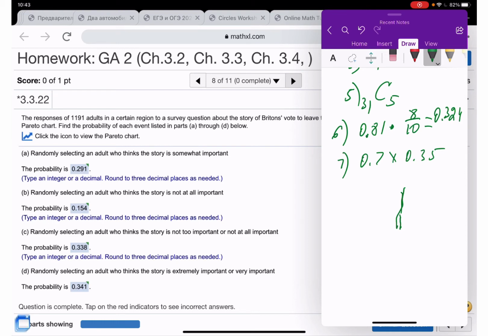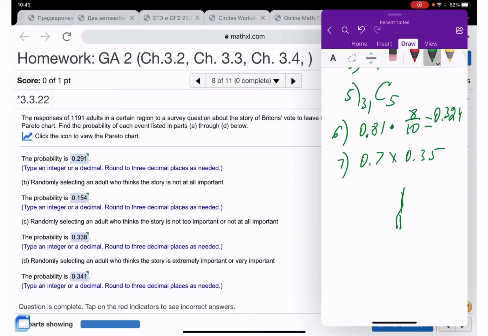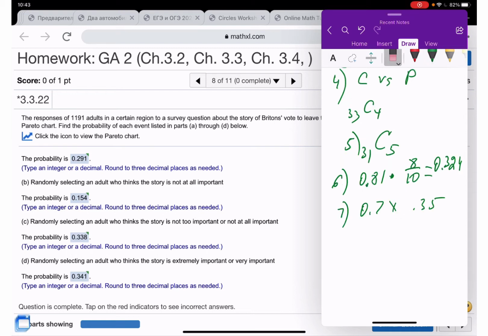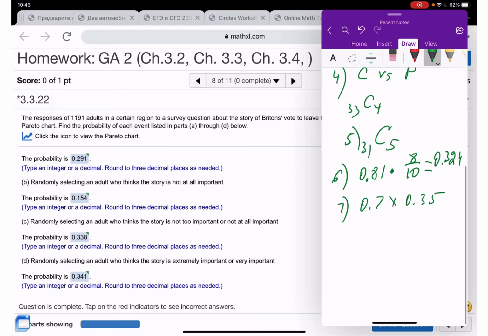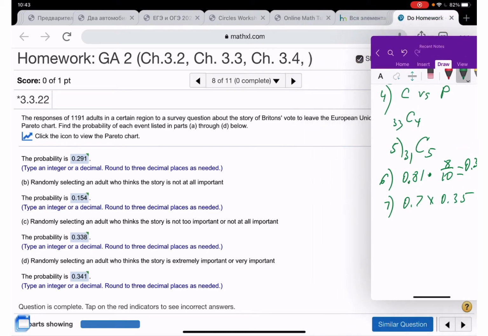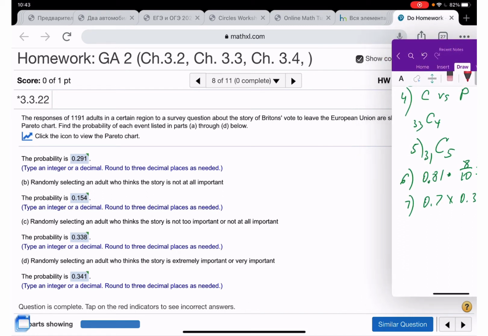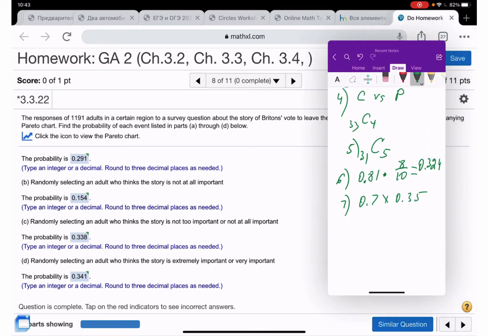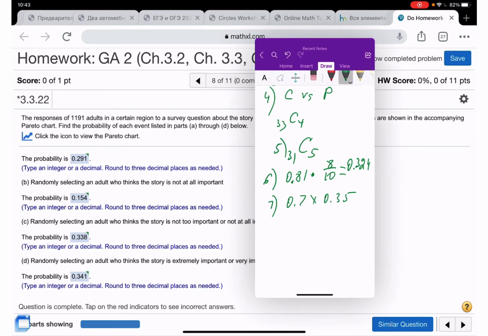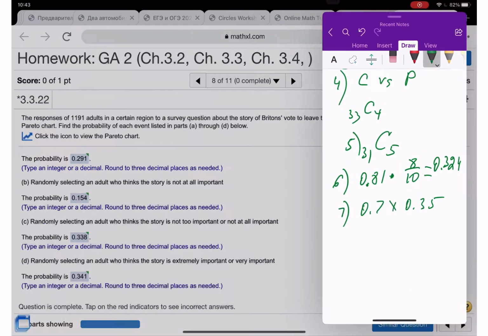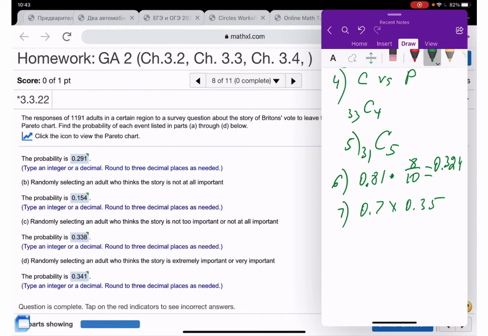Okay, question number 8. Let's go. What do we have? The responses of 1191 adults in a certain region to a survey question about the story of Britain's vote to leave the European Union are shown in the accompanying Pareto chart. Find the probability of each event listed in parts A through D.